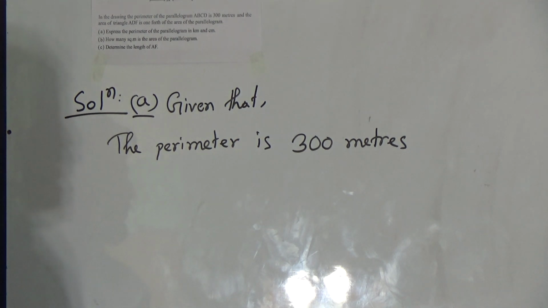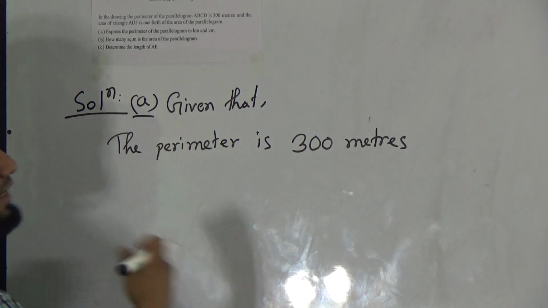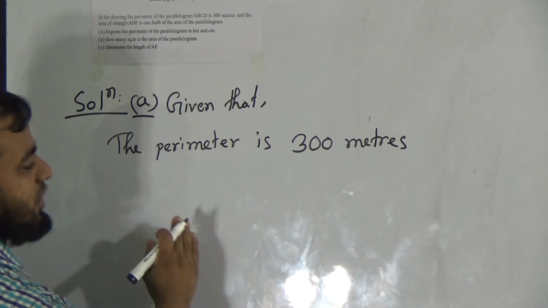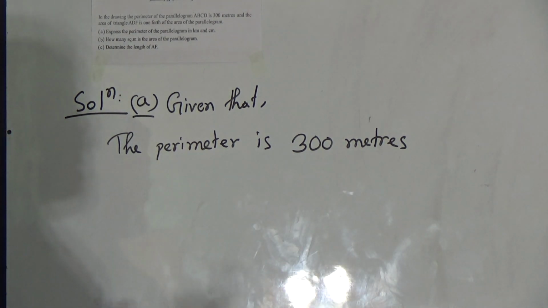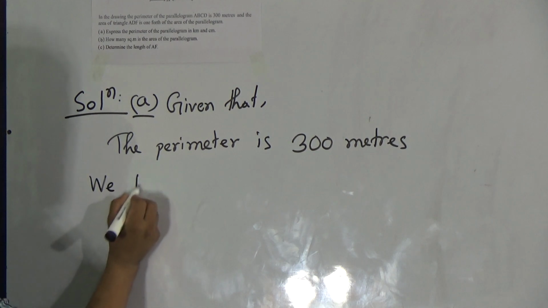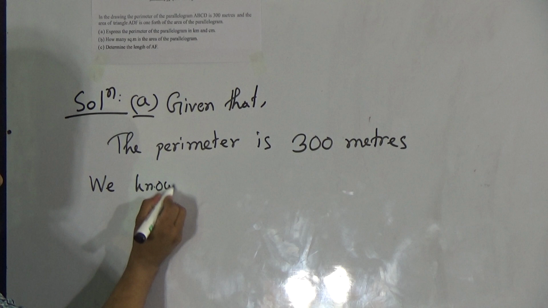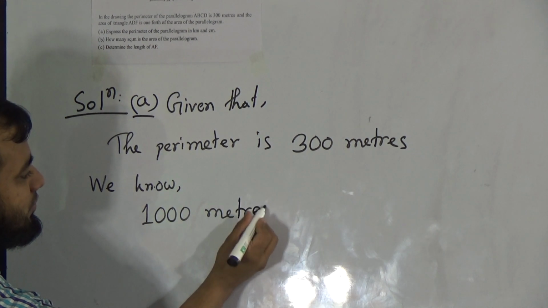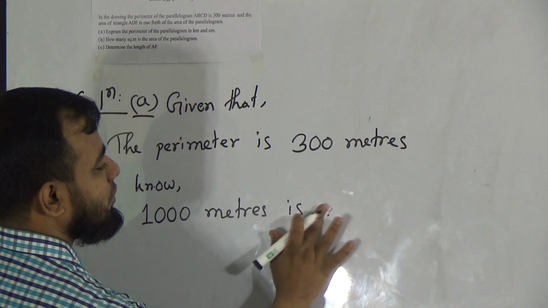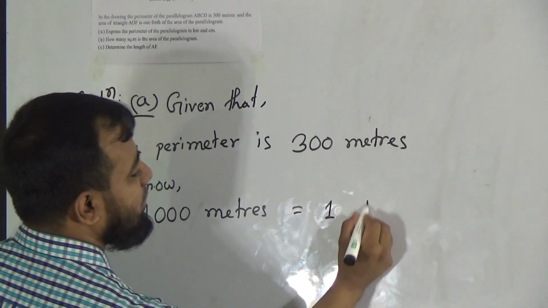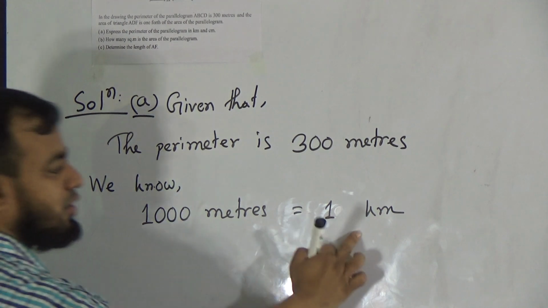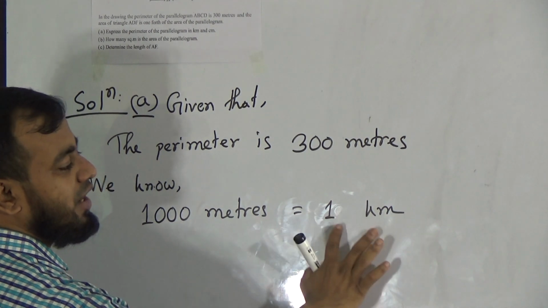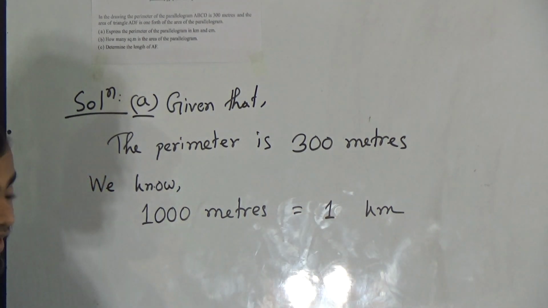And we know the relationship between kilometer and meter, also the relationship between meter and centimeter. We need to convert this meter into kilometer at first. So we should write down kilometer in the right side, okay. So we know 1000 meter is equal to 1 kilometer. We know that 1 kilometer equals 1000 meter, but I have written 1000 meter is equal to 1 kilometer because we are going to find out the kilometer, okay. That's why kilometer should be written in the right side.